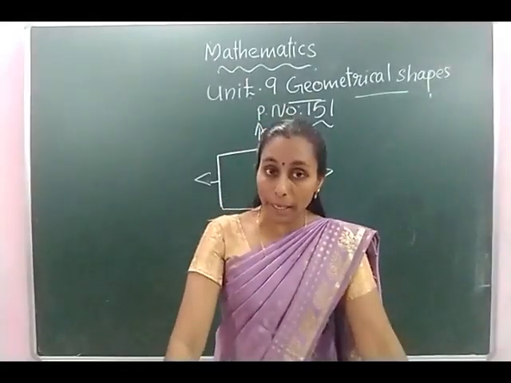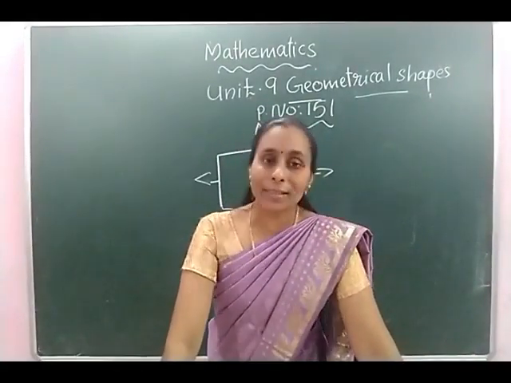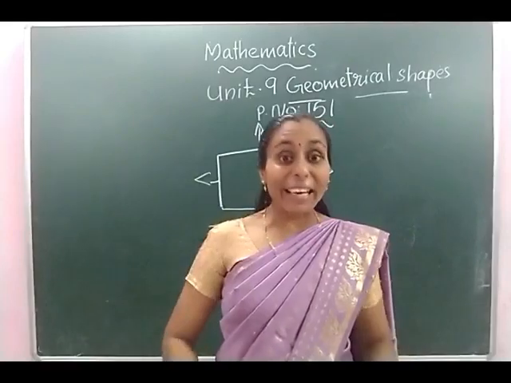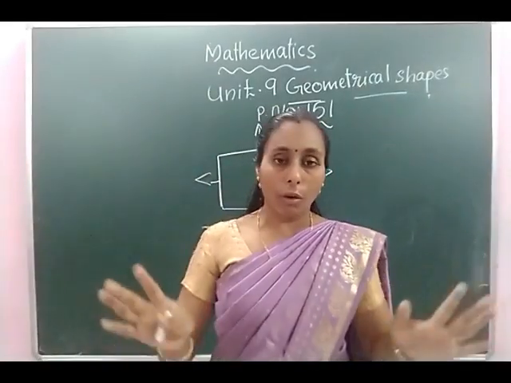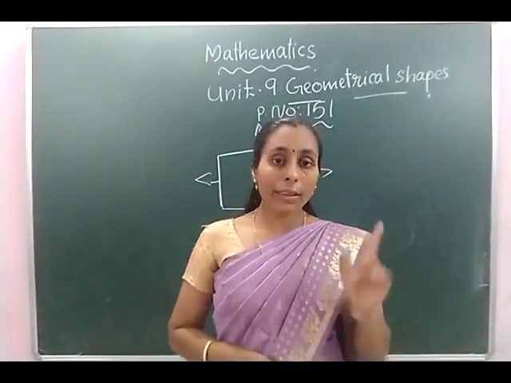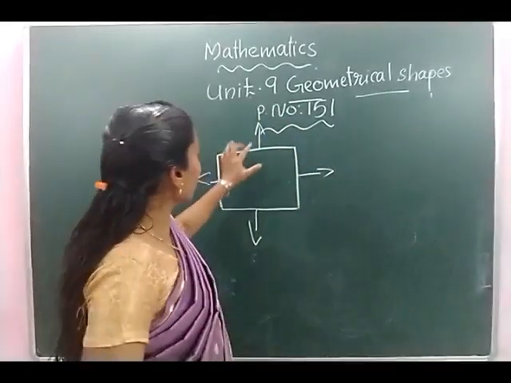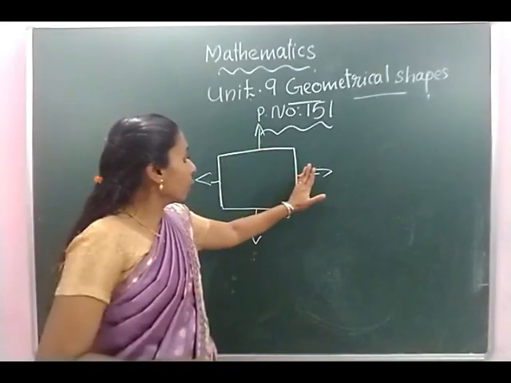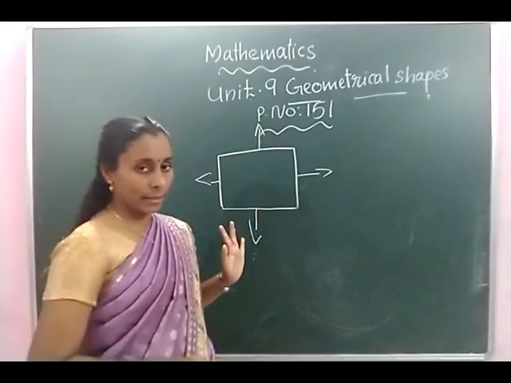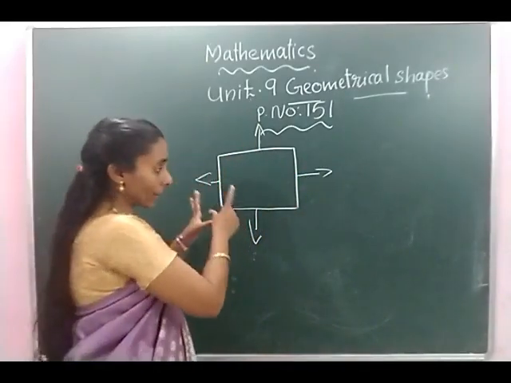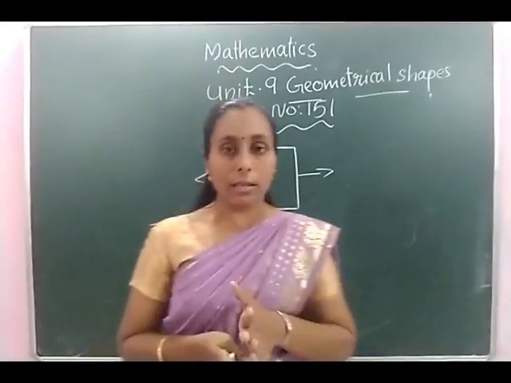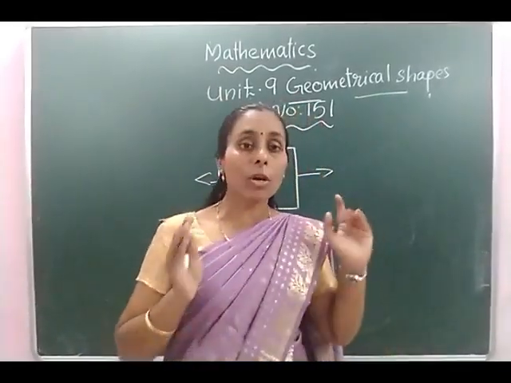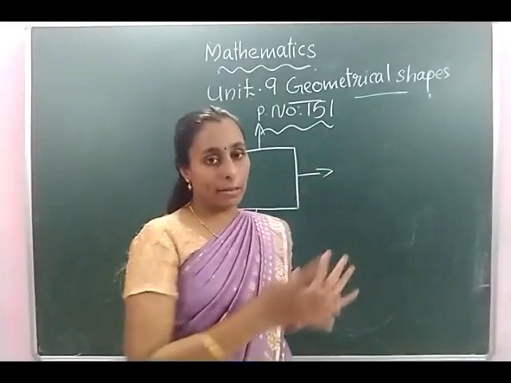What is a plane? A plane is a flat surface which extends endlessly in all four directions. How can we represent a plane? After drawing, we can represent it with four arrowheads. The arrowheads show that it is endless.